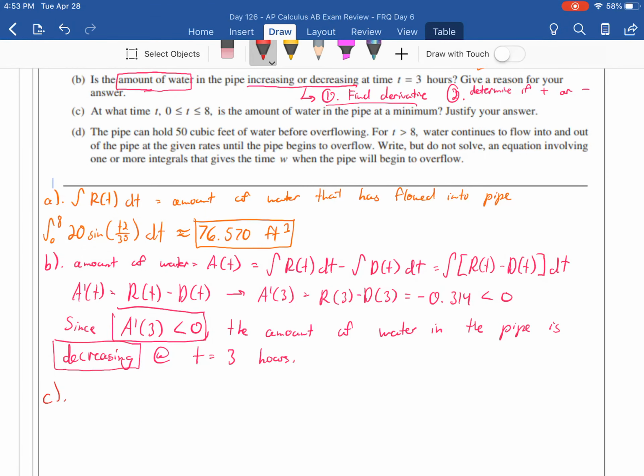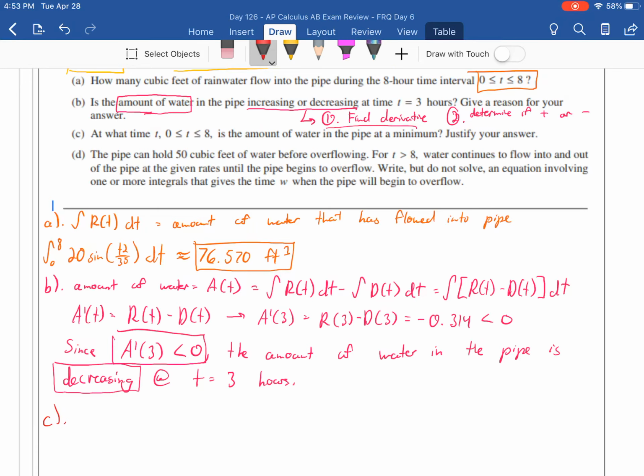Part C. So at what time t, between 0 and 8, is the amount of water in the pipe at a minimum? Justify your answer. So minimum, people. So this one is similar to increasing or decreasing. The first thing we want to do, and we're taking the minimum of the exact same thing, so the amount of water, so first step is still find the derivative. Okay. Now we already did that in part B, so our derivative was r of t minus d of t.